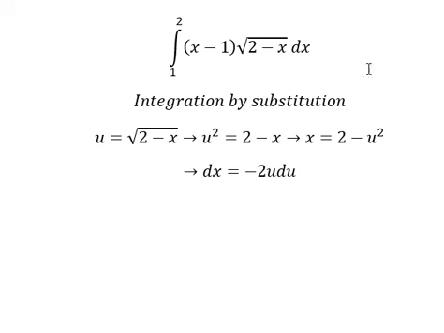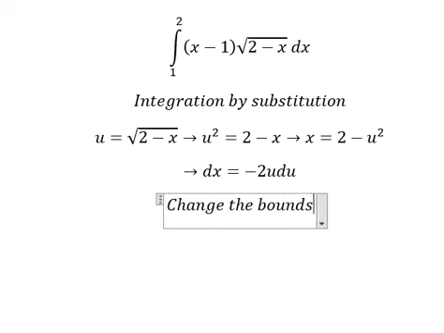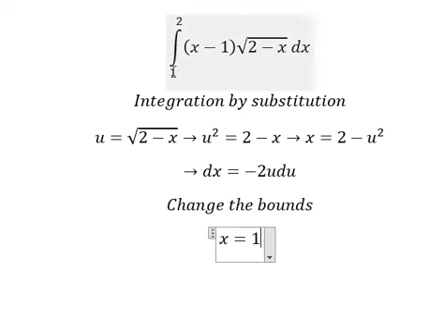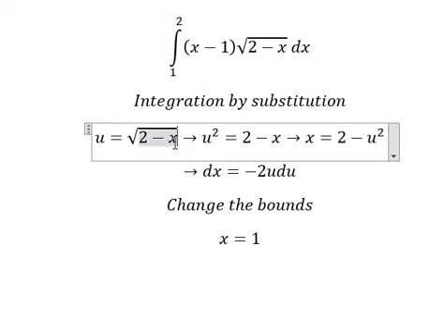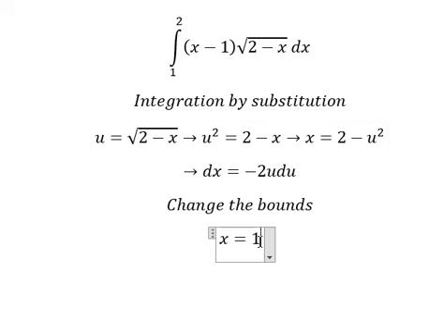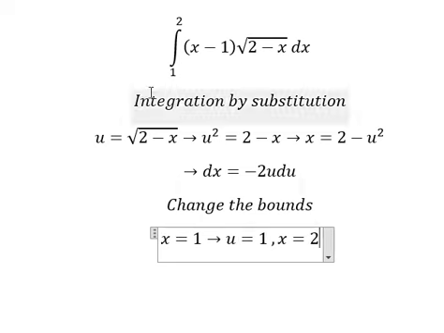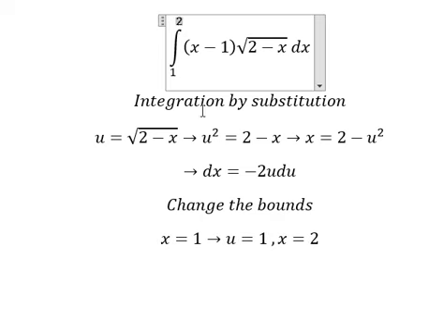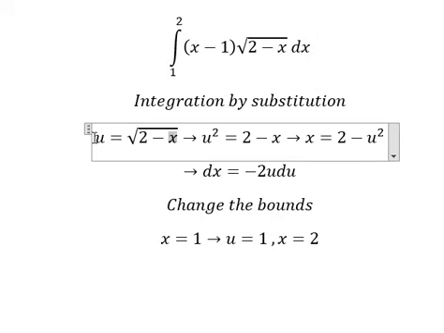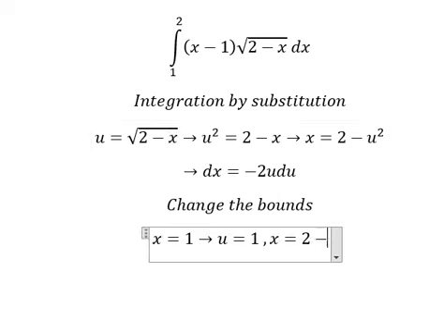Next, we need to change the bounds. When s equals number 1, we put number 1 in here to find the value of u. So u equals number 1. When s equals number 2, we put number 2 in here, and we have u equals number 0.